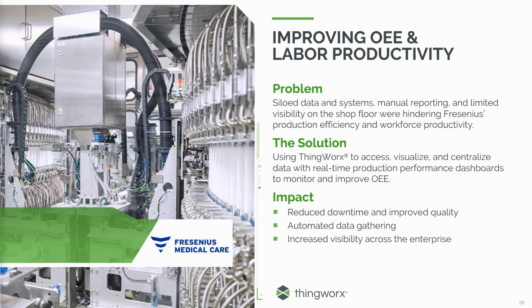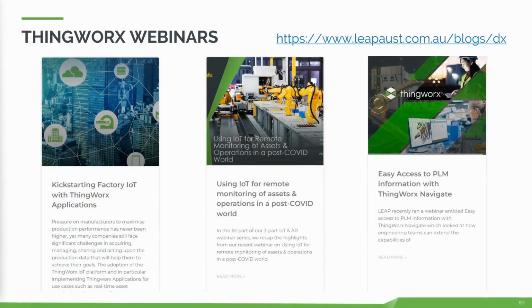So again, Phronesis is an example of that. They're using ThingWorx, rather than having a whole bunch of little separated systems, to provide that overview of what's happening with their factory, right? So looking at monitoring production performance through dashboards with the aim to improve the OEE across the factories, okay? We've run a number of webinars on ThingWorx and its capabilities on our digital transformation blog page.